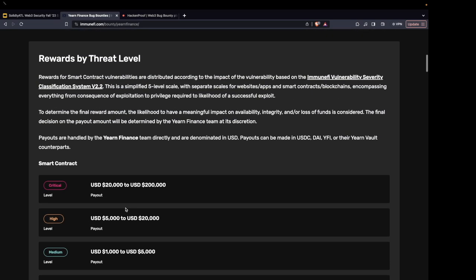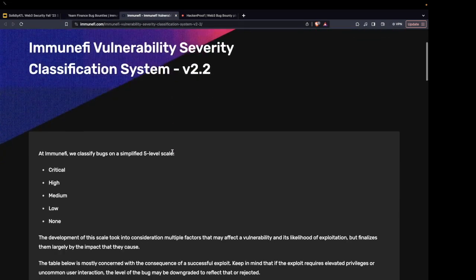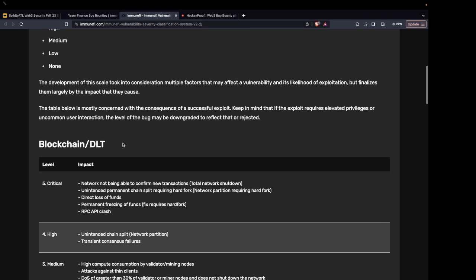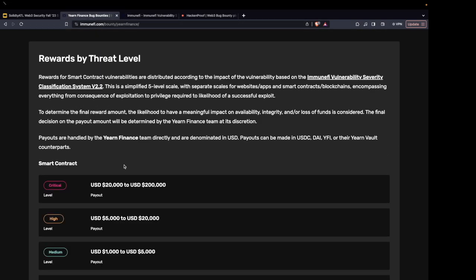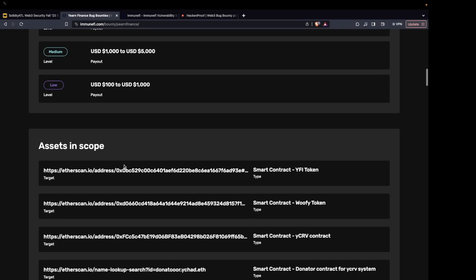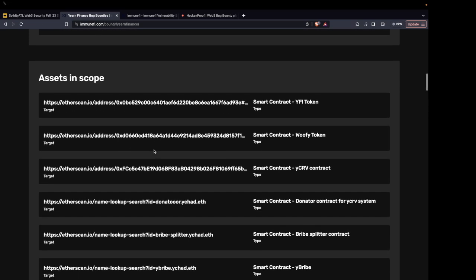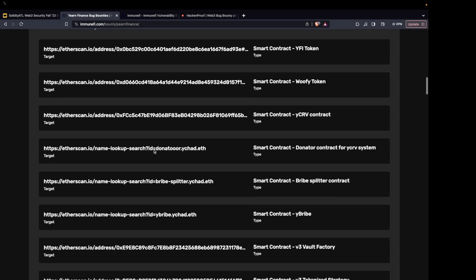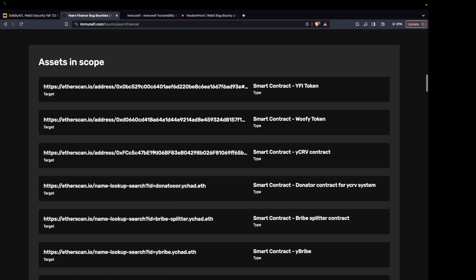And you can click on Immunefi's classification system to see how they actually define those vulnerabilities. It's very important to understand, if you're looking for bounties, what is defined as a medium or a high or a low. And then having a good list of the actual contracts that are in the scope.